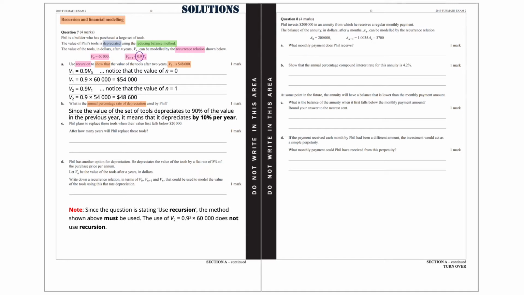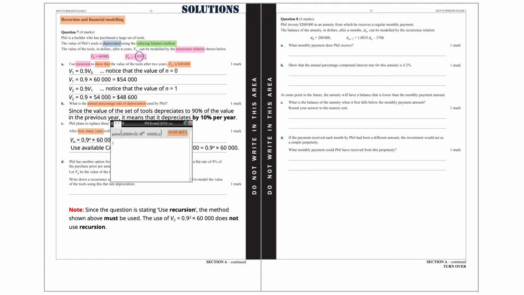Part C. Phil plans to replace these tools when their value first falls below $20,000. After how many years will Phil replace these tools? In this question, we are going to use the formula Vn equals 0.9 to the power of n times 60,000. Using available CAS technology, we are going to solve the equation 20,000 equals 0.9 to the power of n times 60,000 for n. So we get n equals 10.4272, so the answer is 11 years.